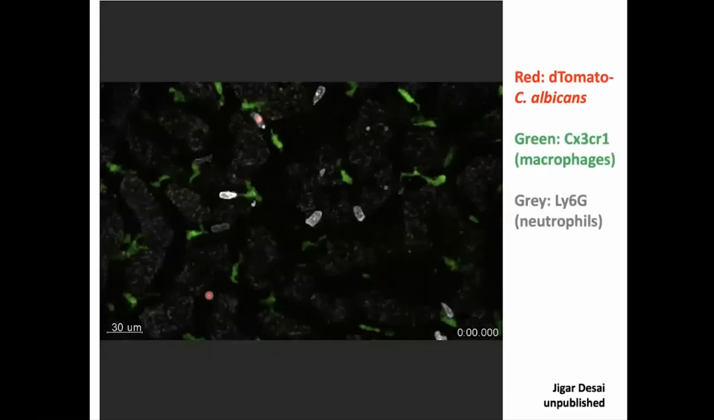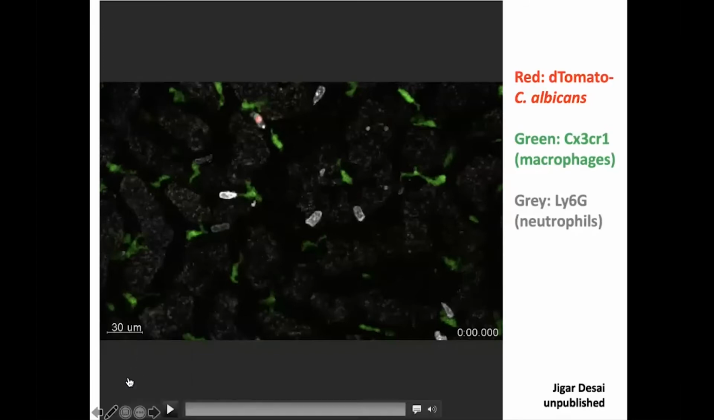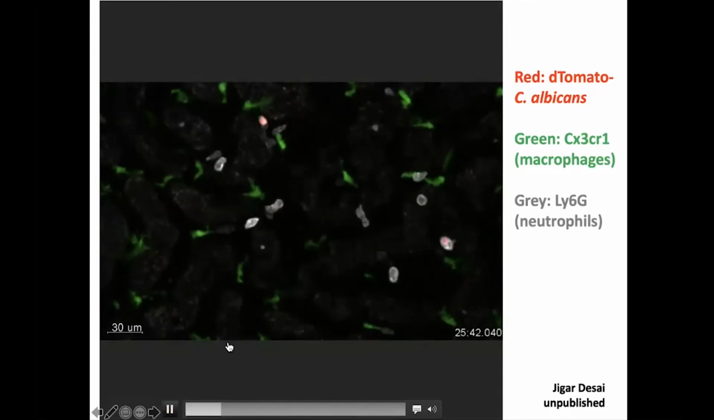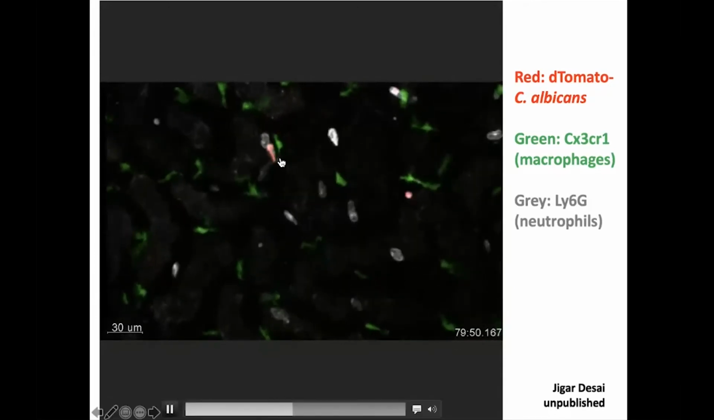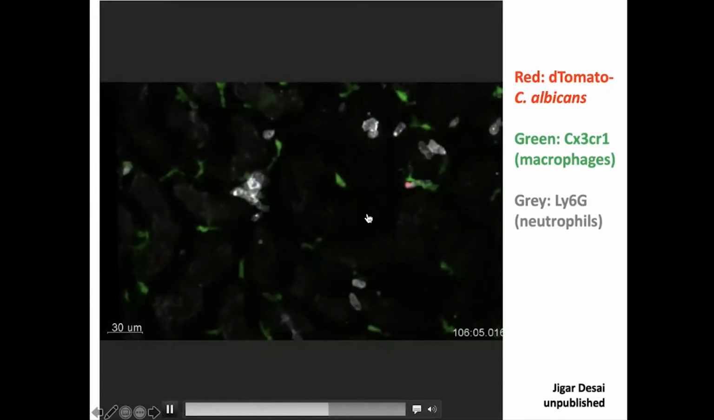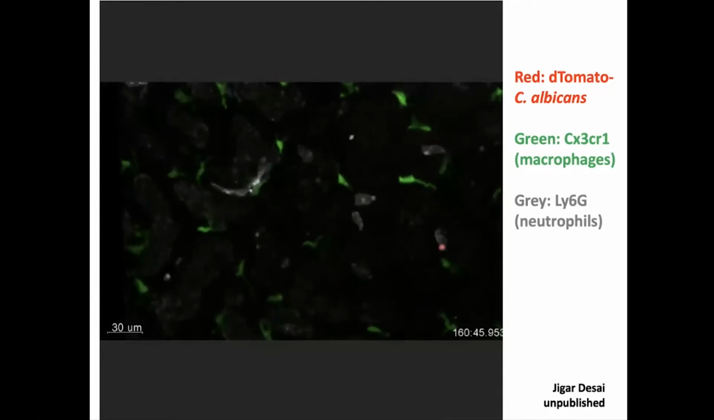If you don't believe me that neutrophils are important for host defense against this fungus, here is a video of Candida, in red, in a live kidney of a mouse. Candida is going to filament, and then these gray cells, the neutrophils, will come and completely destroy the fungus. Not surprisingly, patients who have quantitative or qualitative defects in neutrophils are at risk of getting invasive candidiasis.